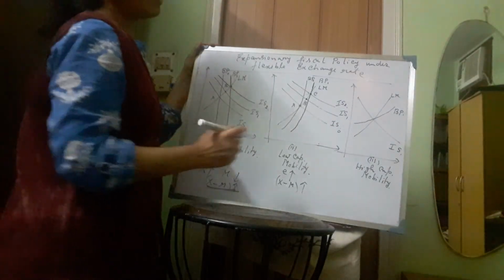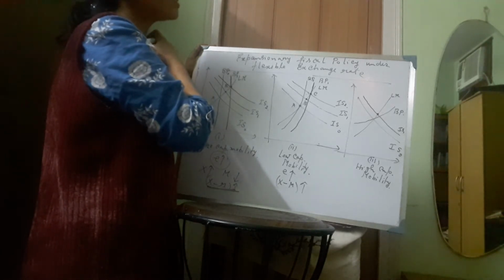Now consider case 3. Here, when we are considering the shifting of the IS curve, that is, the case of expansionary fiscal policy, the new point of intersection between IS and LM is here. Now this point is to the left of the BP schedule. That means we have a BOP surplus here. Now why do we have a BOP surplus here?